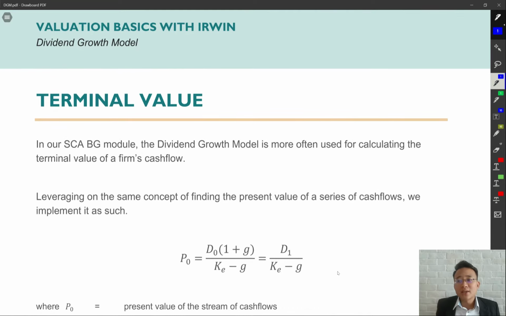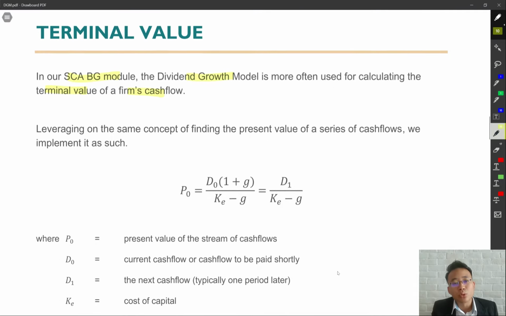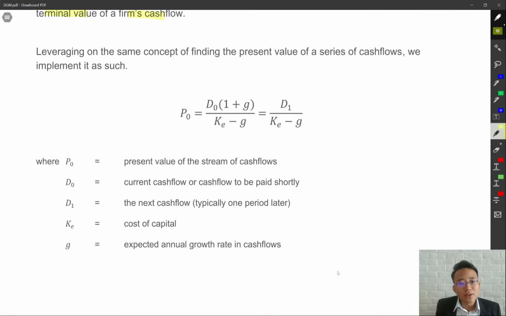Okay? So as I said, in our SCA BG module, the dividend growth model is more often used for calculating the terminal value of a firm's cash flow. Now, what does the terminal value mean? We will see in an upcoming example. But let's just see how this model is adapted to cash flows. So it will be the same thing like you see here.